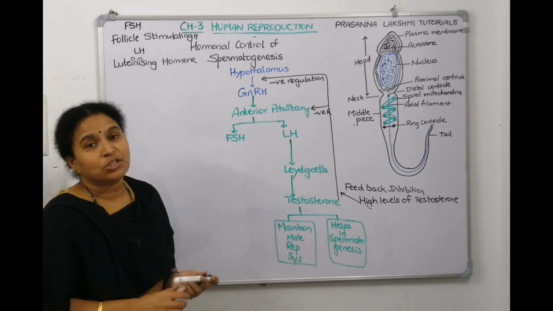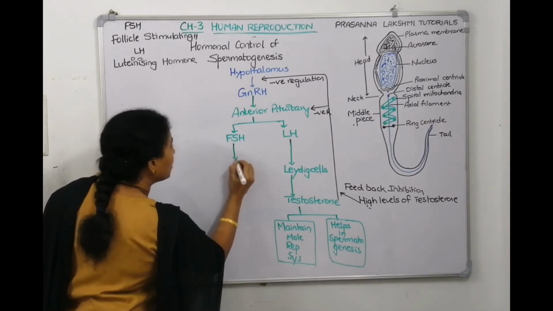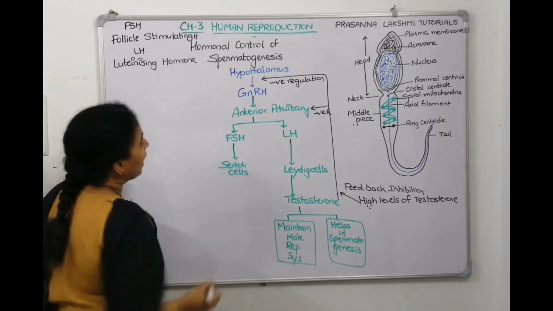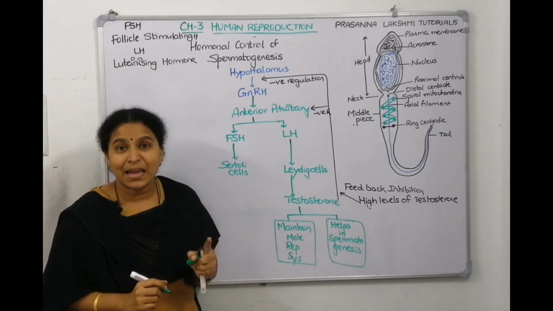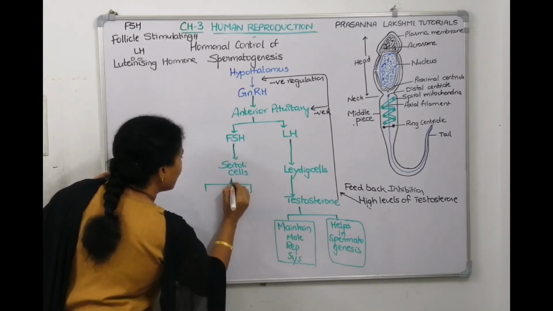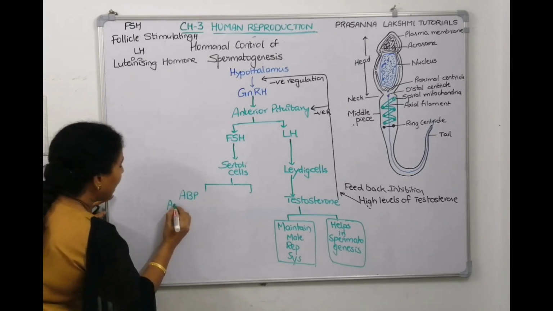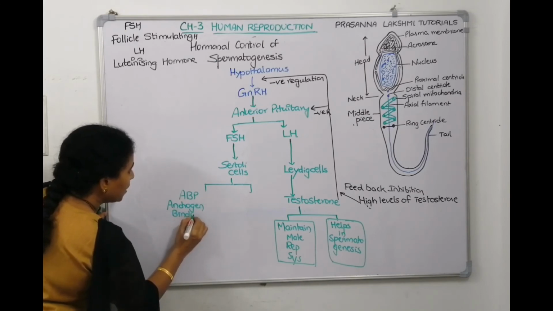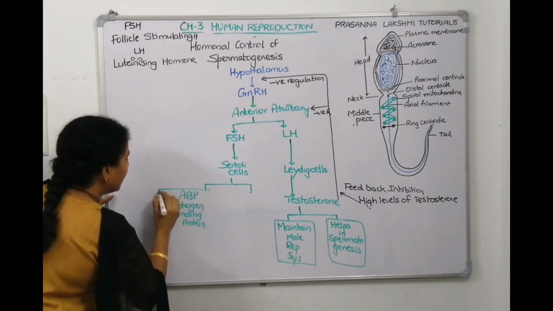Now, what will follicle stimulating hormone do? Follicle stimulating hormone acts on Sertoli cells. Now, Sertoli cells produce a protein called ABP, androgen binding protein. What is ABP called? Androgen binding protein.